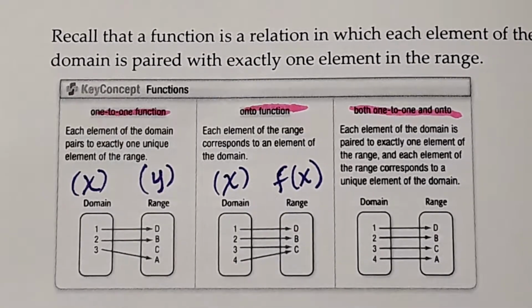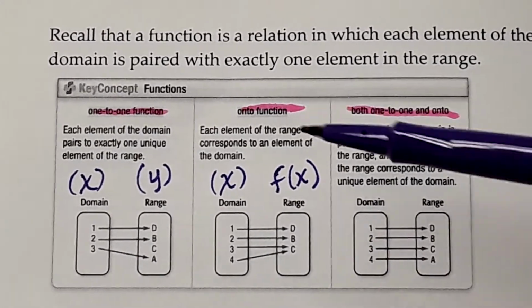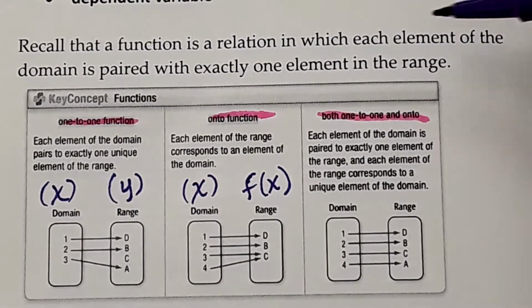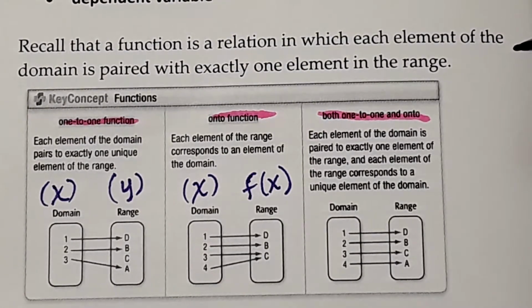Okay, so I paused it for the bell. So this is a function, but this is not, because if you read right here, it says, recall that a function is a relation in which each element of the domain is paired with exactly one element in the range.